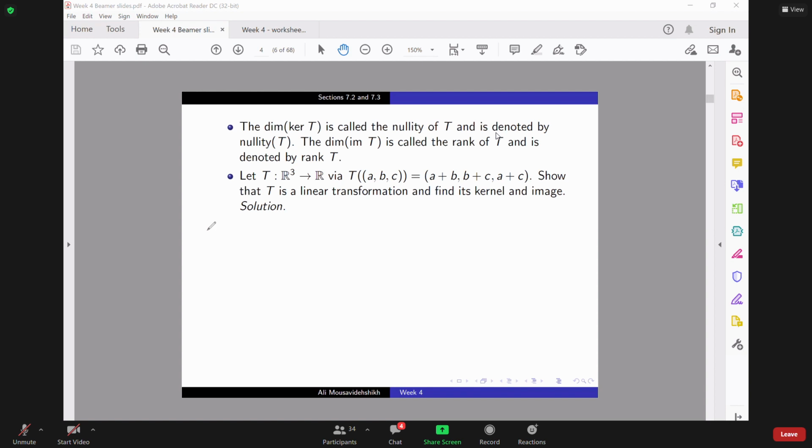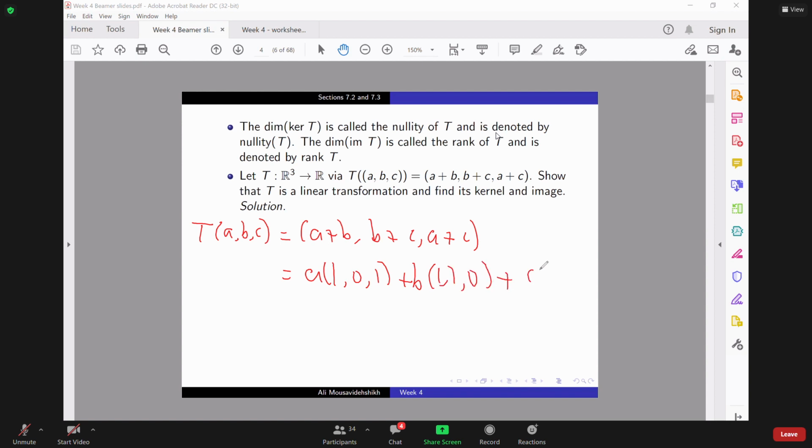One of the ways you can think about this is if you look at T of (a, b, c), this is (a plus b, b plus c, a plus c). Now isolate where the a's occur. So this becomes a times (1, 0, 1). Then where the b's occur, (1, 1, 0). Then where the c's occur. So the image of T is the span of these three vectors.